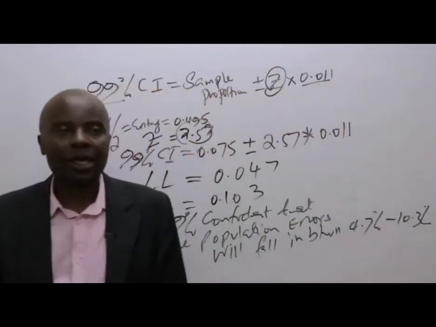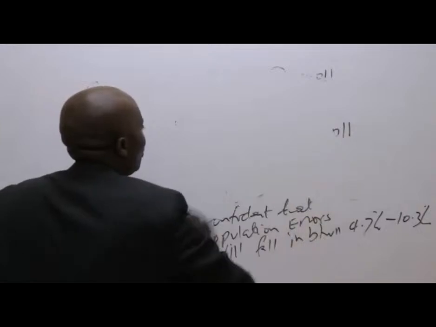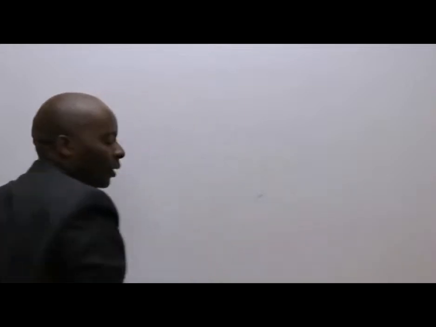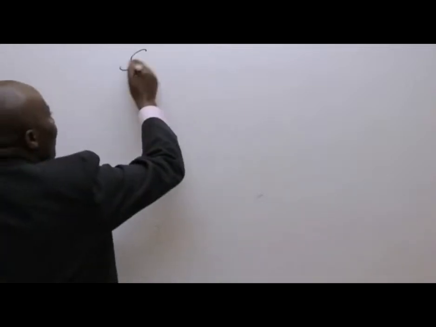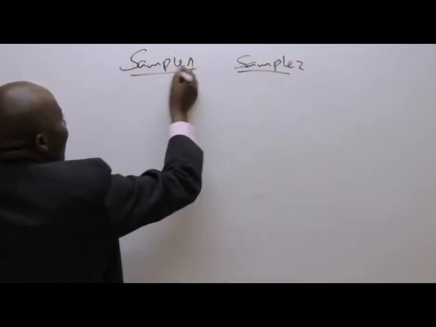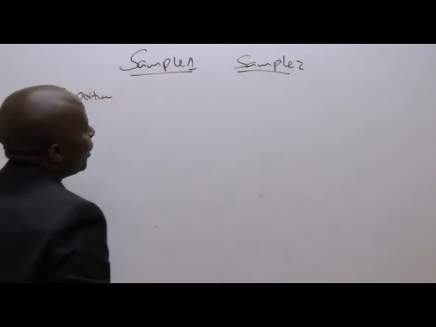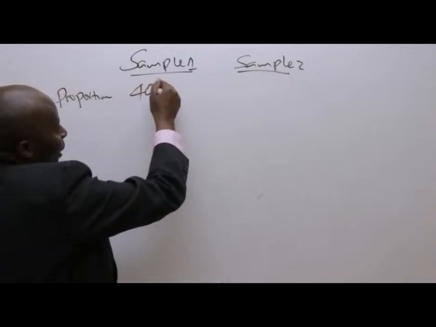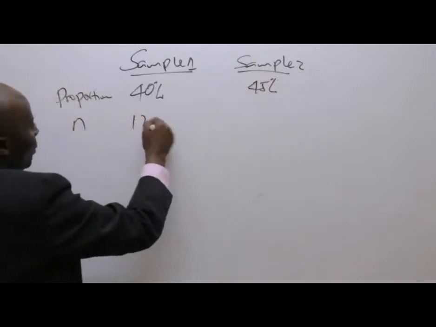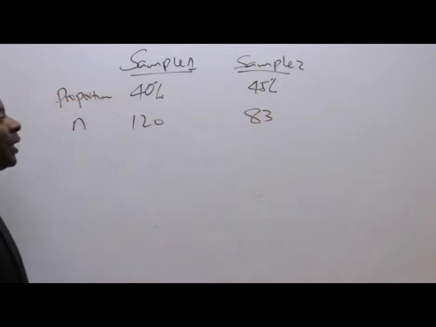Part B: difference between two proportions. So now we have sample 1 and sample 2. We have our proportions: this could be 40%, this could be 45%. They have given us N: N here is 120, and N here is 83.